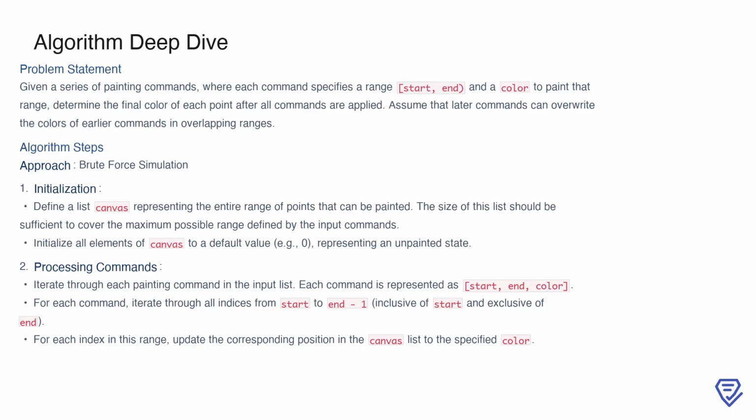To solve this, we start with a brute force approach. First, we initialize a list called canvas, which represents the entire range of points that can be painted. The size of this list should be large enough to cover the maximum range specified in the commands. Initially, all elements of the canvas are set to a default value, such as 0, to indicate that no painting has occurred. Then, for each command, we iterate through the specified range and update the corresponding indices in the canvas with the given color. This straightforward approach ensures that each point is painted correctly based on the commands provided.